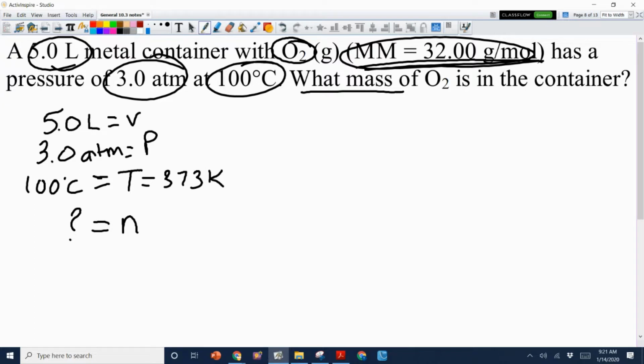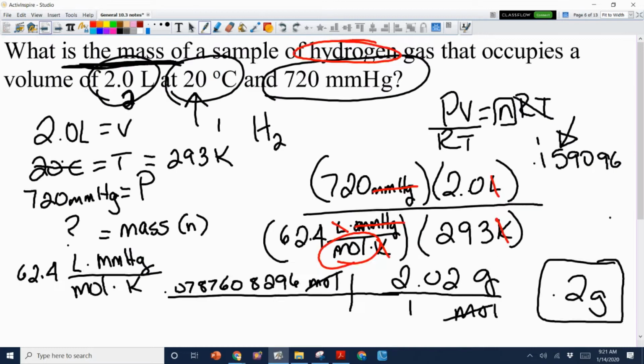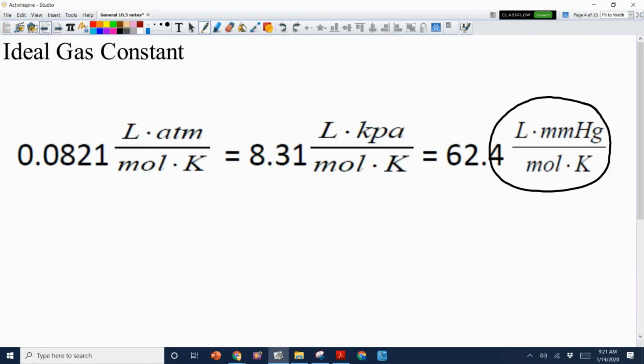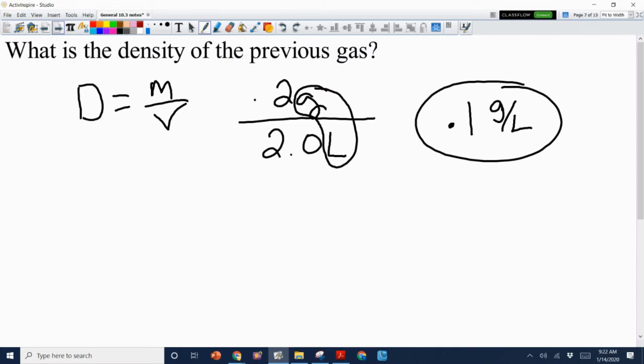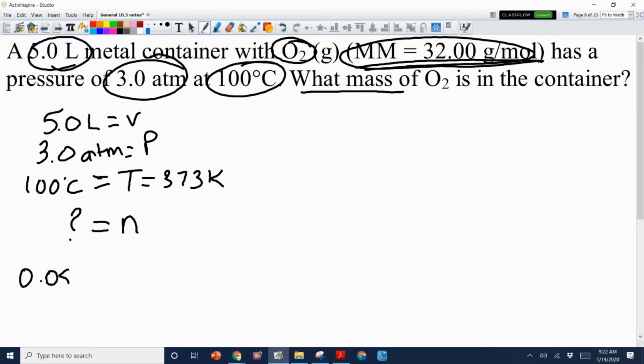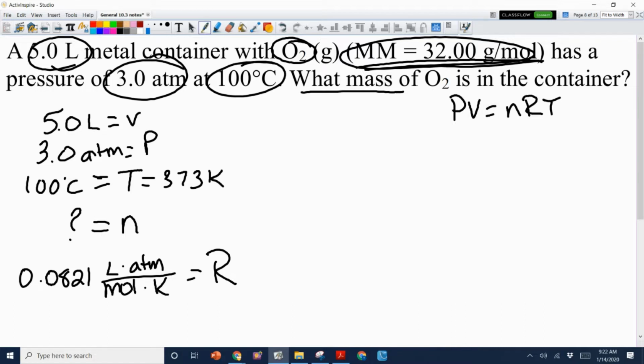All right, so we're going to need our R, and this is in atmospheres. Okay, so we're going to go back to the ideal gas constant. We're going to use the ideal gas constant for atmospheres. Okay, so it's 0.0821 liters atmospheres over moles Kelvin. It's going to be my R. All right, so our equation PV equals nRT. We're solving for n, so we're going to divide both sides by RT to get rid of it.